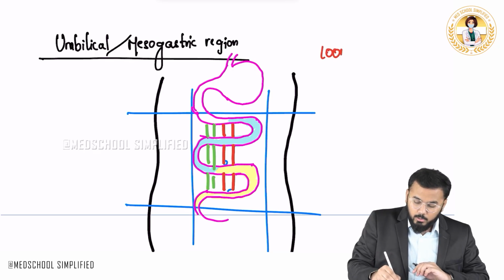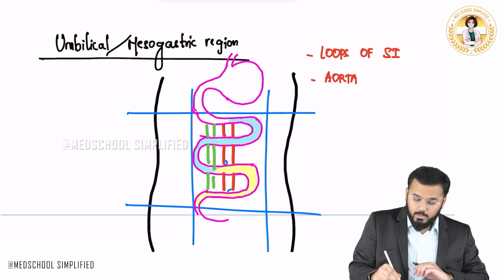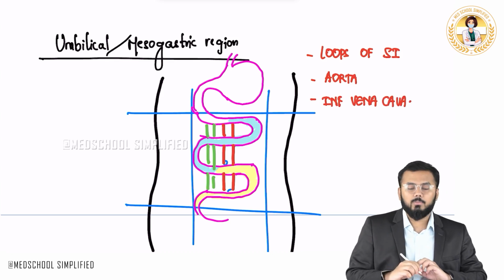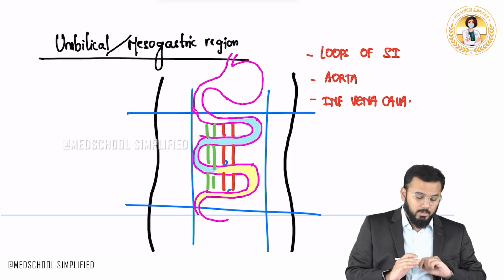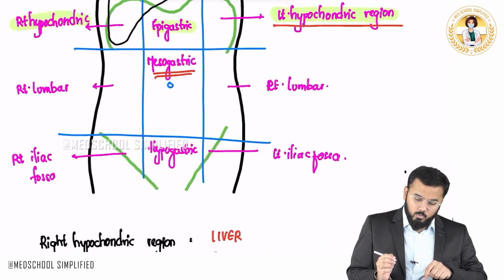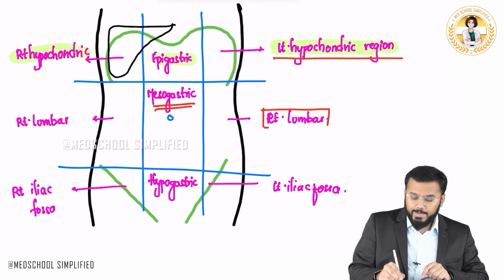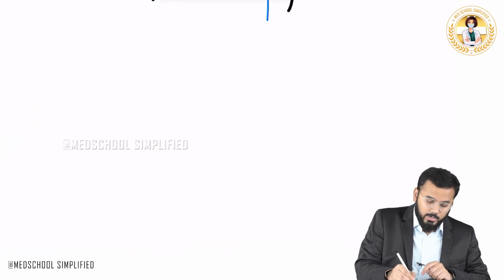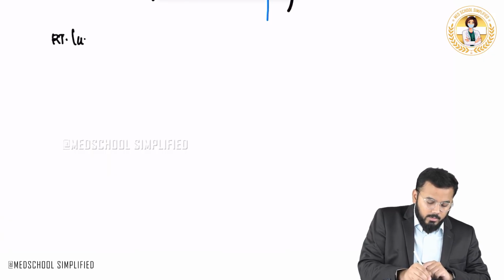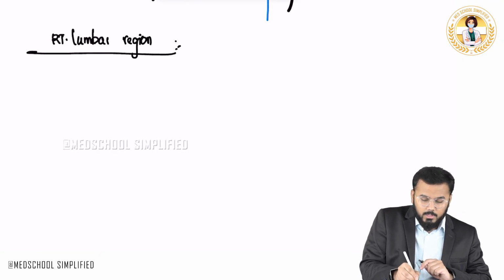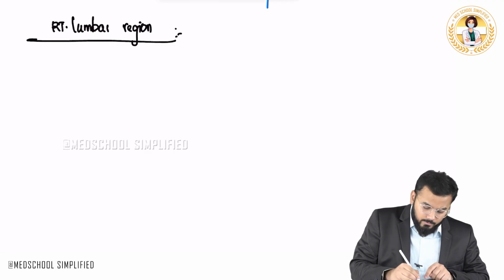So what can I write here? Loops of small intestine. Next we have got the aorta. Next we have got the inferior vena cava. These are the three important structures that are located in the umbilical region. Now after that, we shall move on to the next region, the left lumbar region. So what are the structures that are located in the left lumbar region?